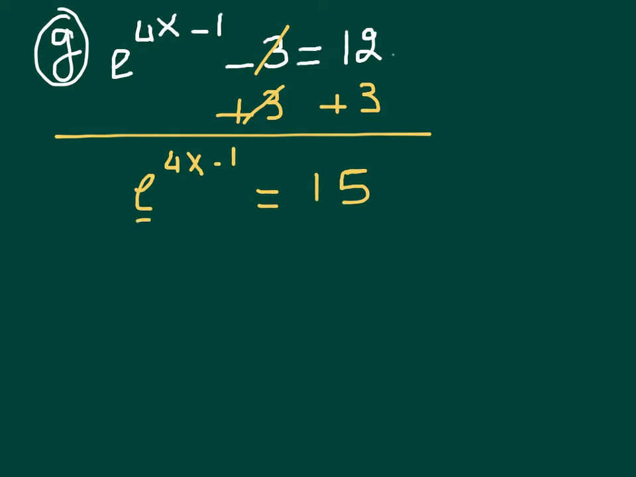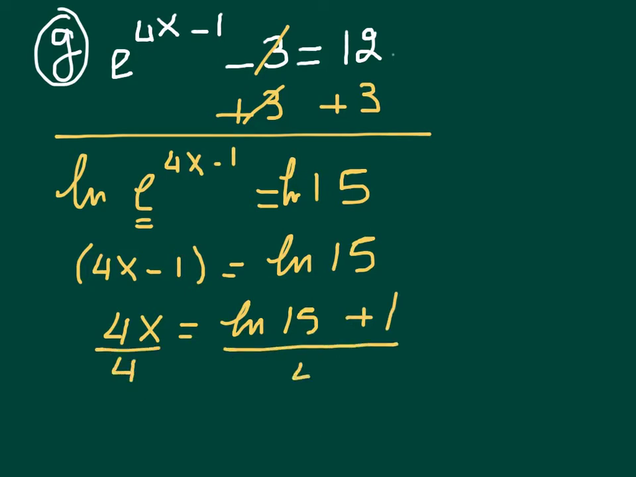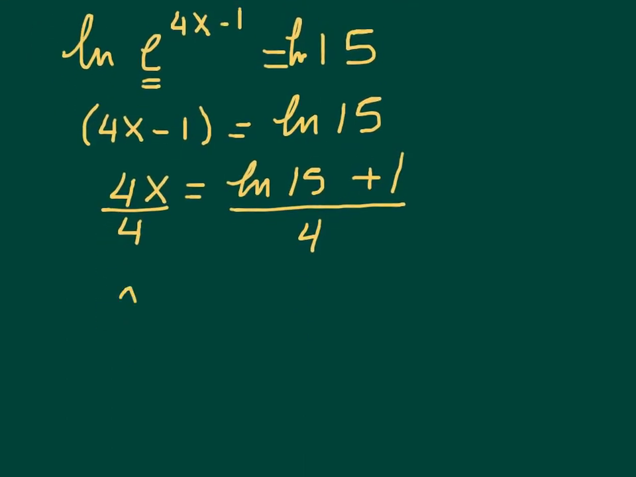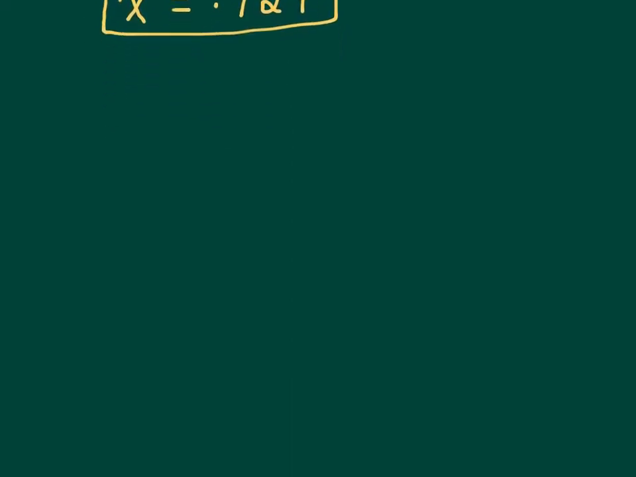Just because the base is e, I need you to ln both sides. If you ln this side and ln this side, you will get 4x minus 1 equal ln 15. Now we're going to go ahead and add 1 to both sides, and you will get ln 15 plus 1. Dividing by 4, go to the calculator, do it all at once, and then you will find out that x is equal to 0.927.